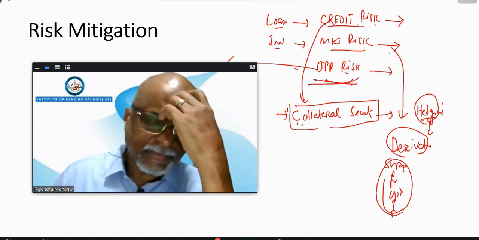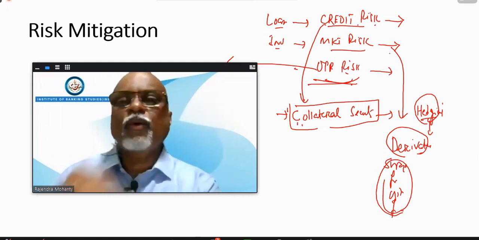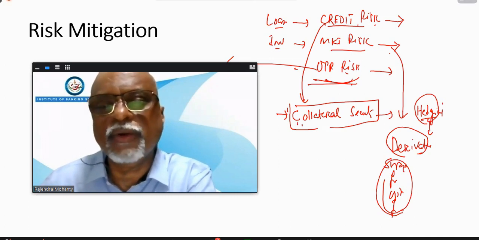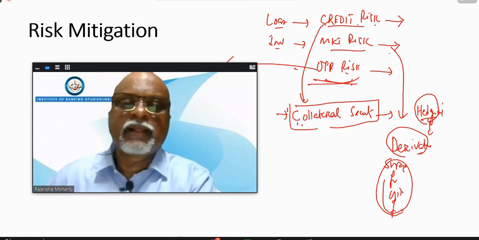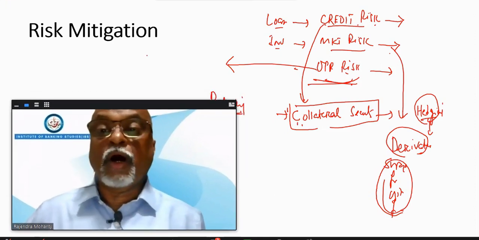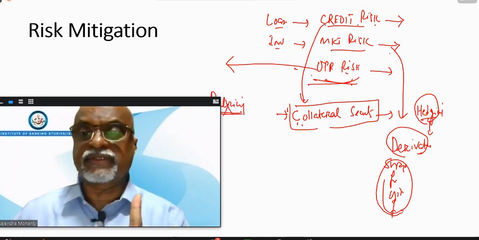Operational risk means systems and procedures, asset liability, internal controls, failure of systems. See, the question is how you are reducing the loss. How are you going to reduce it? No clerical mistakes, sir.